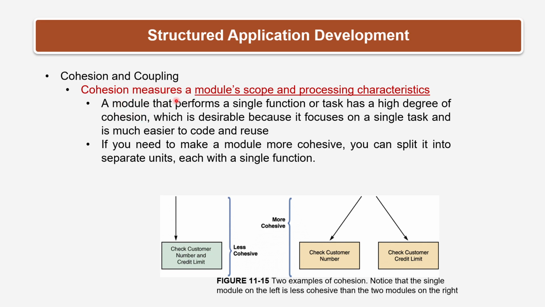Moving on to cohesion and coupling. Cohesion measures a module's scope and processing characteristics. A module that performs a single function or task has a high degree of cohesion, which is desirable because it focuses on a single task and it is easier to code and reuse. If you need to make a module more cohesive, you can split it into separate units, each with a single function.